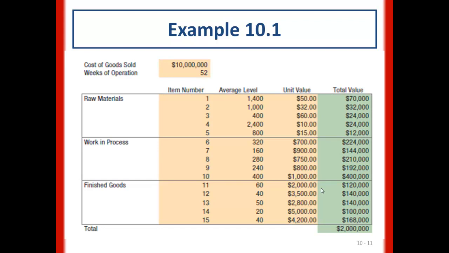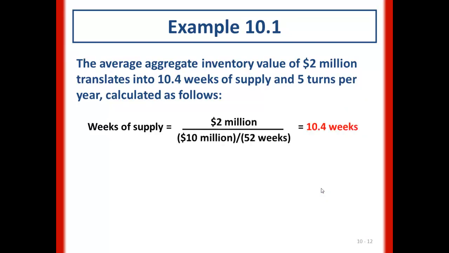The organization sells products for $10 million per year. The organization operates 52 weeks per year. Okay, weeks of supply equals average inventory divided by average sale per week. 2 million divided by 10 million divided by 52. So weeks of supply is about 10.2 weeks. Meaning that with the inventory the organization has on average, it lasts about 10.4 weeks.